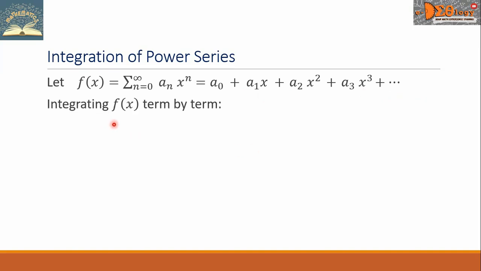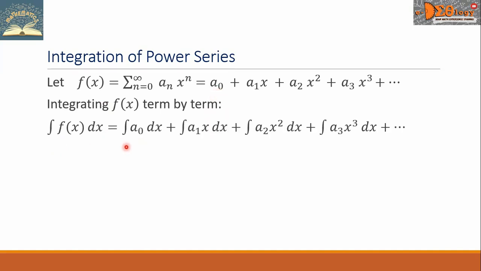Now we will integrate f of x term by term. We can show that this is the integral of f of x dx. Integrating term by term, a sub 0 becomes the integral of a sub 0 dx, plus the integral of a sub 1 times x dx, plus the integral of a sub 2 times x squared dx, plus the integral of a sub 3 times x cubed dx, plus and so on.